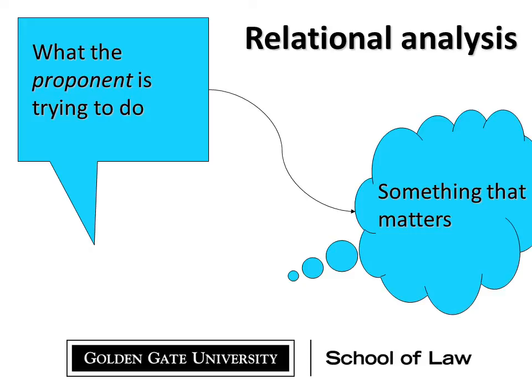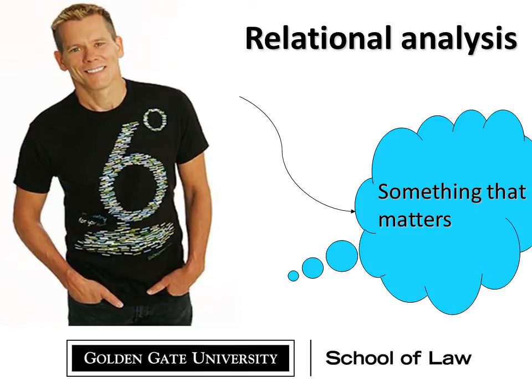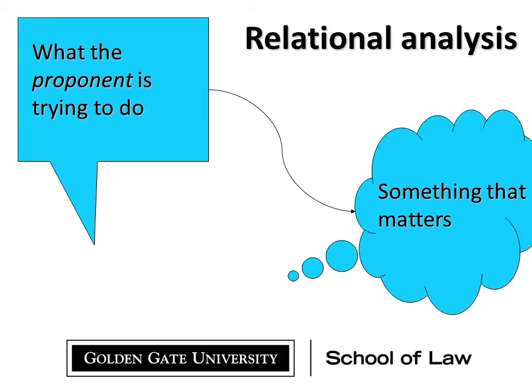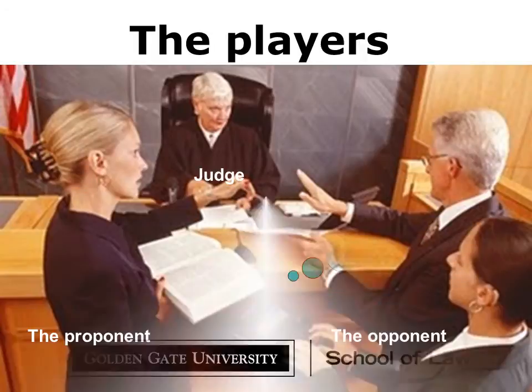And if you need help in thinking of a relational analysis, connecting one thing to the next, think about my friend Kevin Bacon. Six degrees of Kevin Bacon. Can you take one person over here and connect it to another person over here? Can you take what you're trying to do in trial at that time and connect it to something?